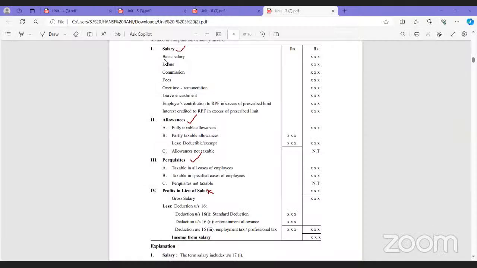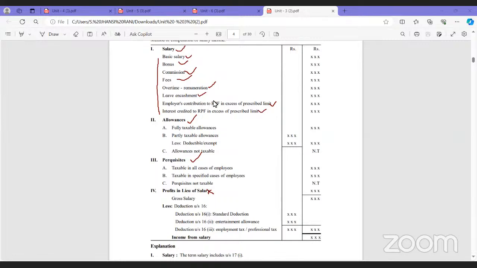Which head? Okay, only here, if you just look at here, only a few points have been mentioned under this. That is basic salary, bonus, commission, fees, overtime remuneration, leave encashment, employer contribution to RPF in excess of prescribed limit, interest credited to RPF in excess of prescribed limit.